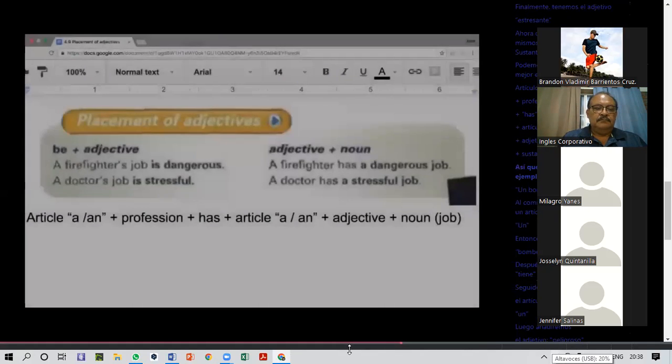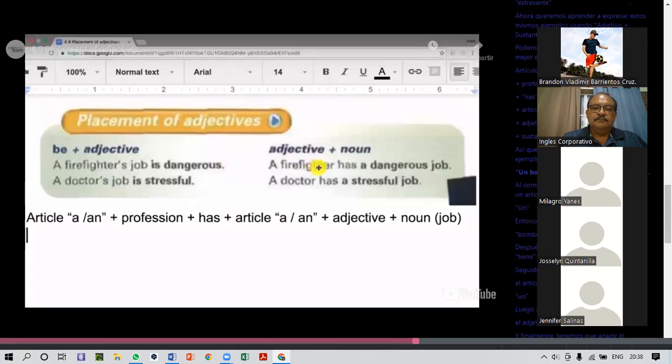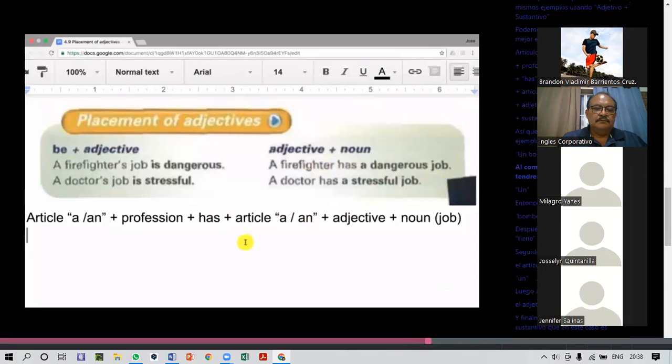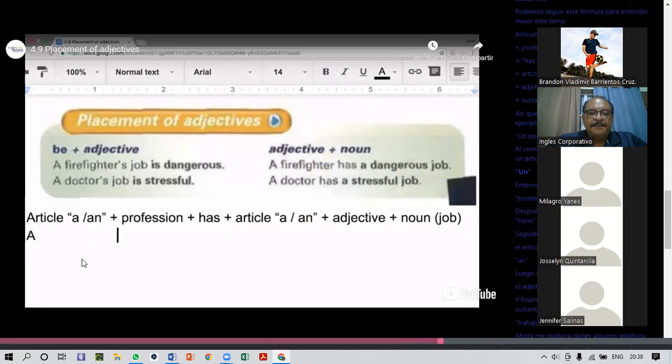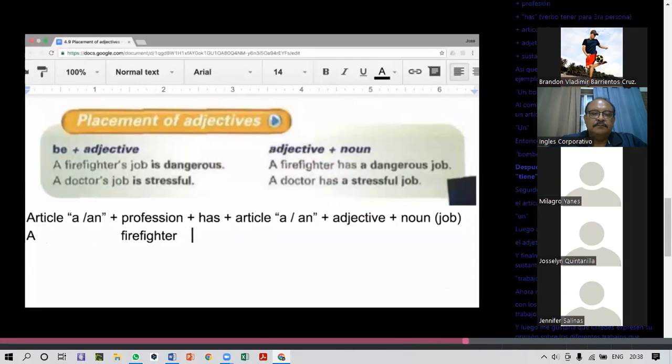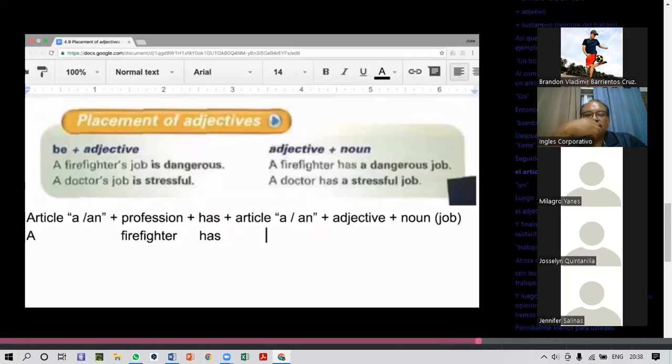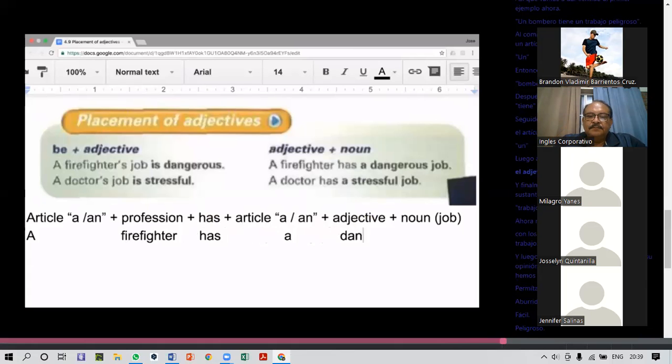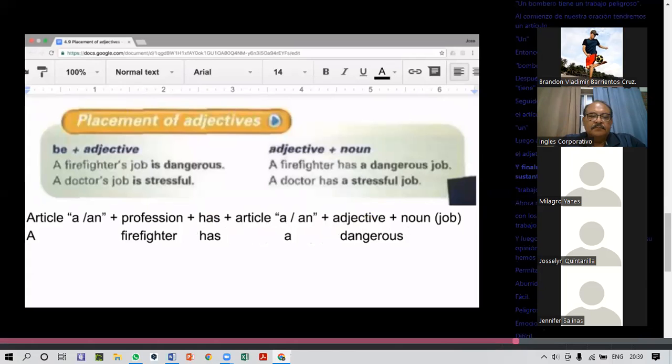So let's make sense of the first example now. A firefighter has a dangerous job. At the beginning of our sentence, we will use an article, a. Then we will have the profession, firefighter. After that, we add the verb has. Next, the article a. Then we will add the adjective. And finally, we need to add the noun, which in this case is job.